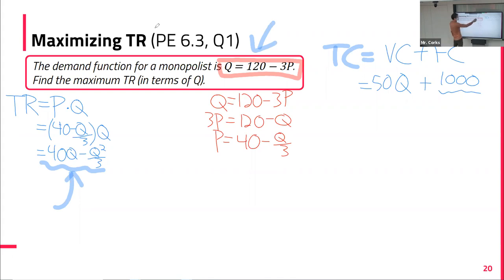So this is the way that consumers work, where P is determining Q, but we just do our little mathematical rearranging to do this so that we have our total revenue in terms of Q. So sometimes we have to change around our demand function a bit. But yeah.